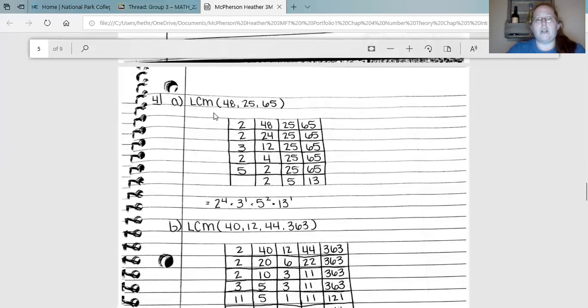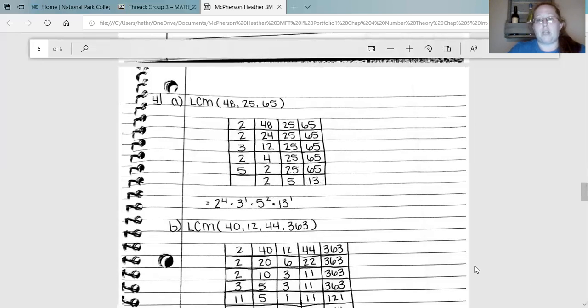So then you take a look and you count how many times your prime numbers are on here. So for instance, your 2s, you have 1, 2, 3, and 4. So you would have 2 to the 4th power times, you only have 3 once, so 3 to the 1st power, times 5 is on here twice, so 5 squared, and then you'd multiply it also by 13 because that's still your last prime number.